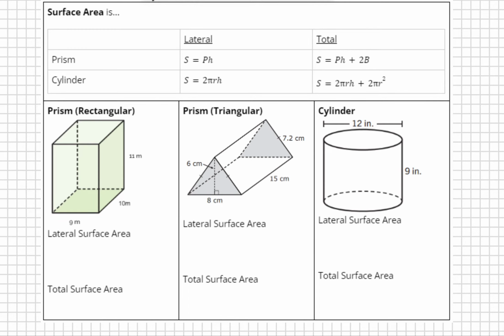These are the video notes for surface area. Surface area is all of the space around the outside of a figure. So we can write that in.